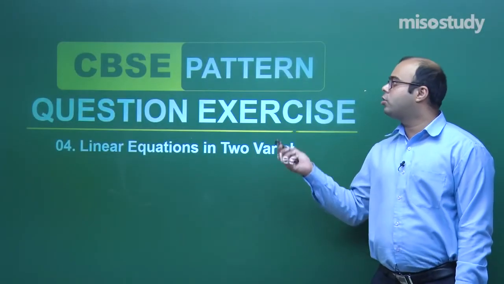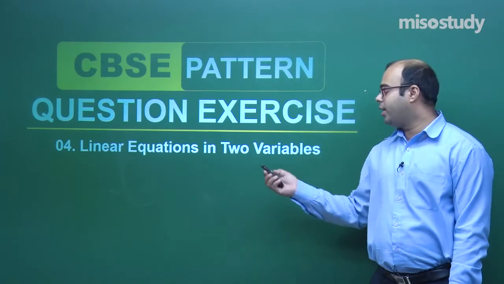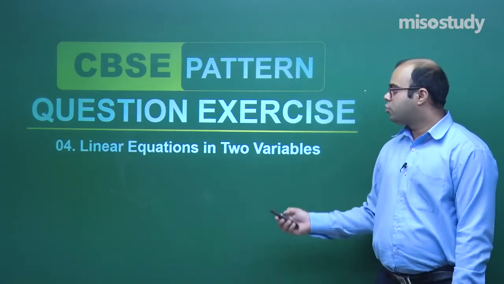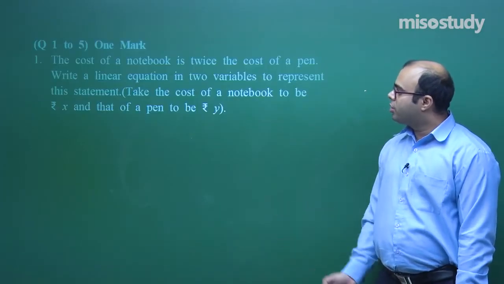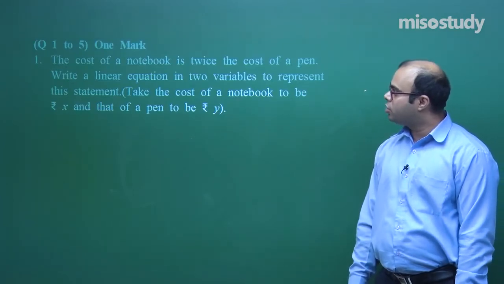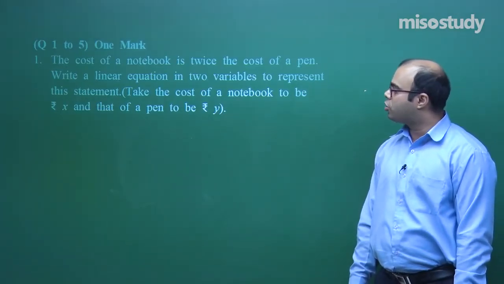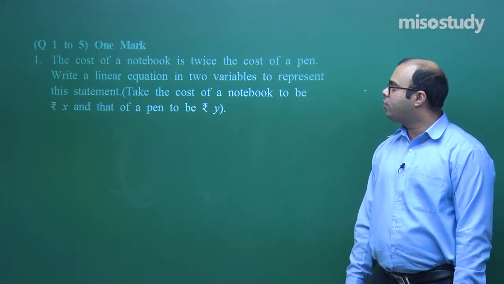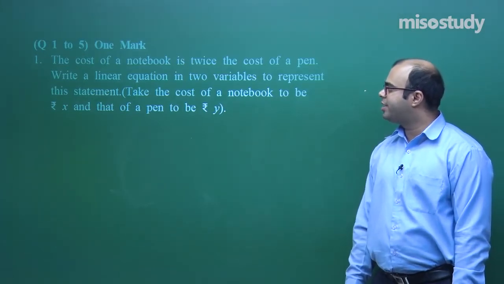This lecture is about CBSE pattern questions on linear equations in two variables. So let us see a few questions on this chapter. First is a 1 mark question. The cost of a notebook is twice the cost of a pen. Write a linear equation in two variables to represent this statement.